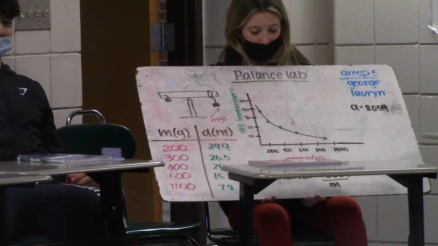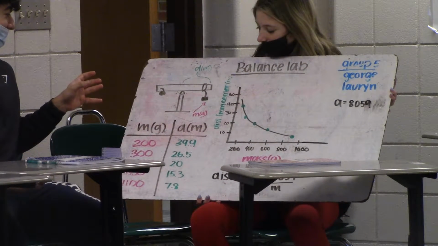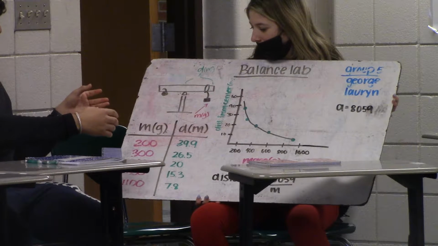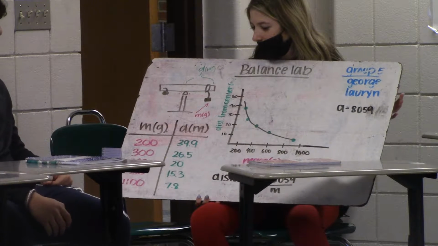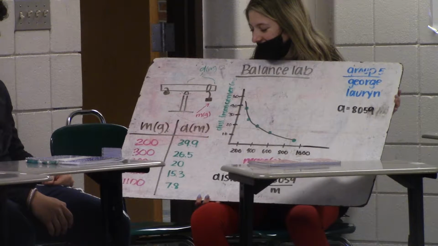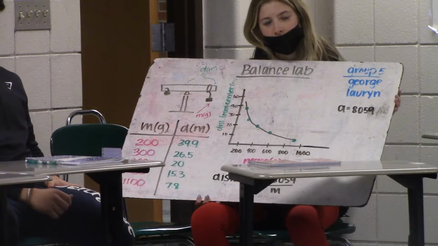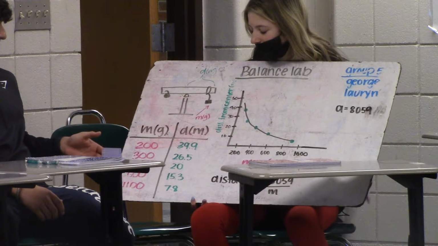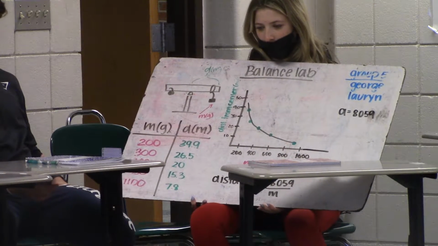So, George, tell us what you did in the lab. So, we were measuring the metal ball on one side, and we were measuring at what distance from the center the weight would have to be to make it balance. All right, and what do you notice? That every time we increase the weight, it goes closer and closer to the center. So as the mass increases, the distance from the center decreases.